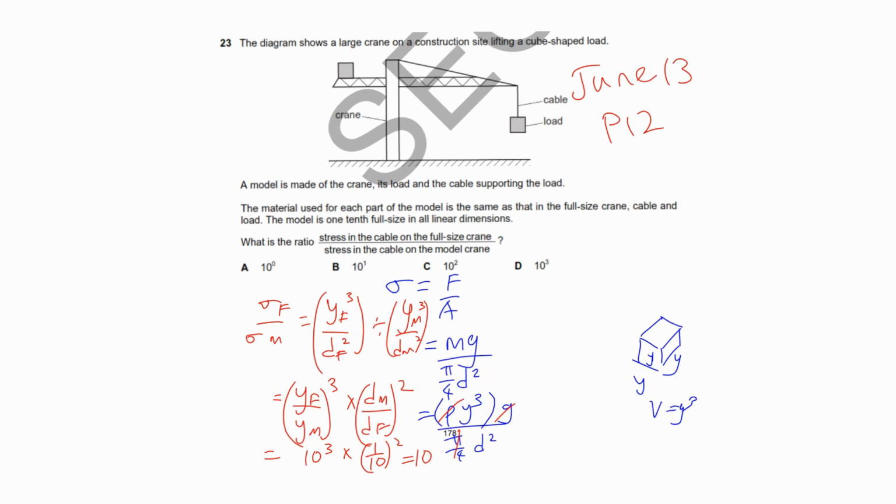So it will be y cubed over d squared for the full size, divided by y cubed over d squared for the model. So therefore, by cross multiplying, that means you will invert this, and grouping them together, you get y of full size over y of model, cubed, and then you will also get diameter of model over diameter of full size, squared. Now, the long way to do it would be to take the ratio: the full size is bigger than the model by 10 times, then you cube it, and the model is smaller than the full size by 1/10, then you square it, and then you get 10.